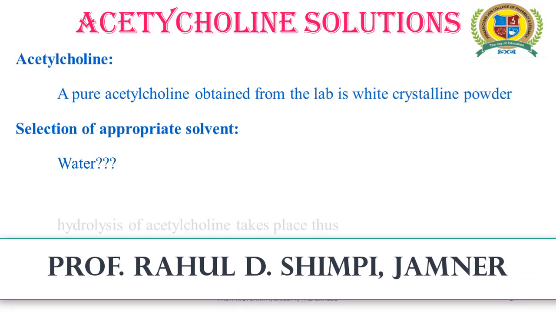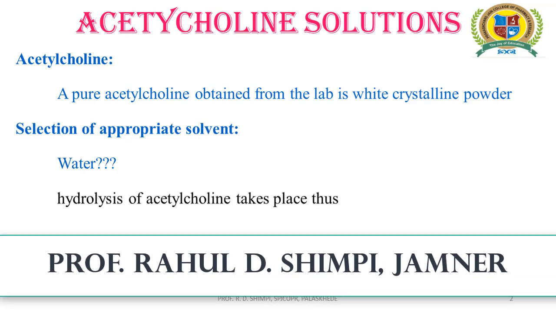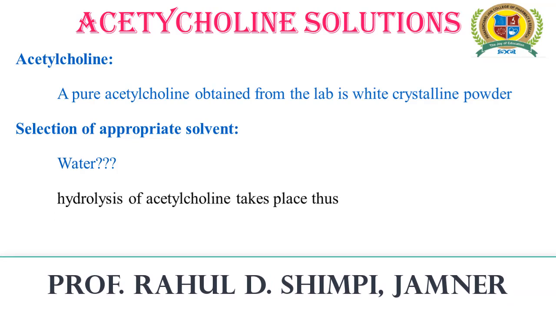What happens exactly whenever the acetylcholine solution is prepared in water? It gets hydrolyzed. Whenever the acetylcholine solution is prepared by using water, it gets hydrolyzed easily into acetic acid and choline. That is the reason we have to prepare the acetylcholine solution by using 5% sodium dihydrogen phosphate. This sodium dihydrogen phosphate acts as a buffer, and we know very well the characteristic of buffer solutions, that they do not allow the solution to change its pH.